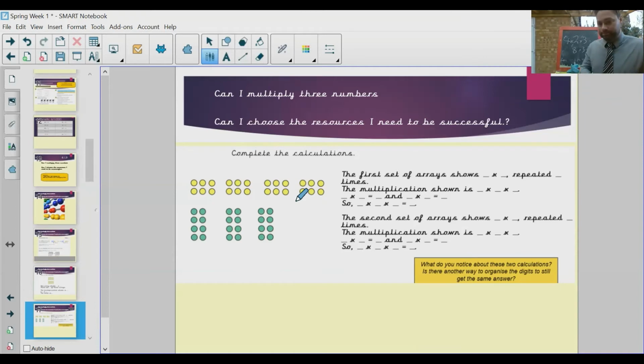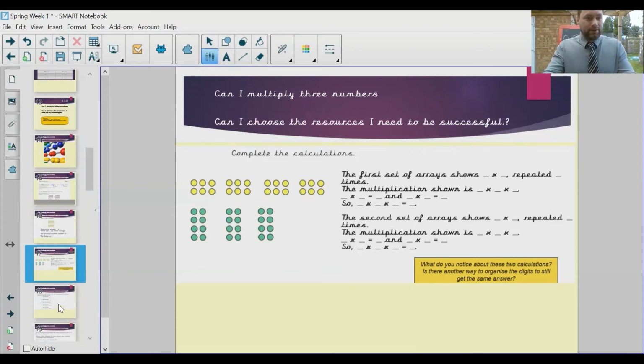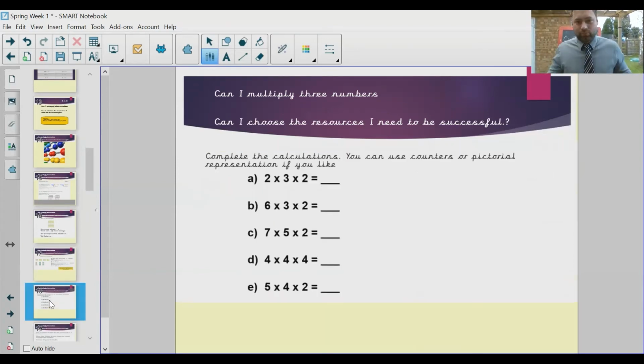Okay, so can you organize the digits in another way to do these calculations? Of course you can.